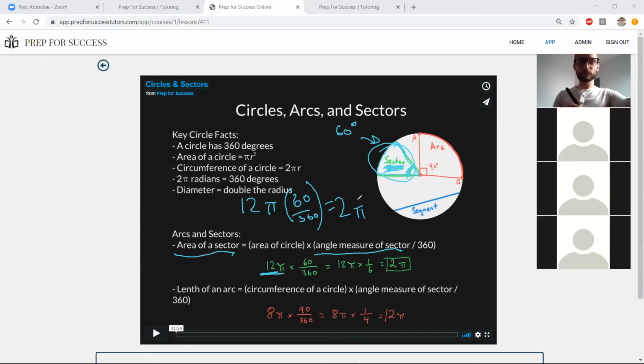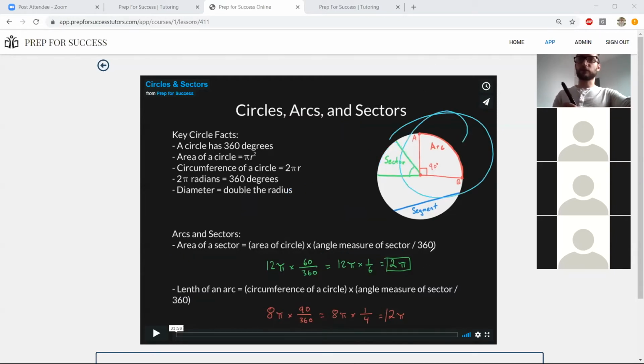Okay. Now, same thing with the length of an arc. Length of an arc is similar to area of the sector. So let's take a look at this arc, A to B. Let's say I want to find the length of this arc from A to B. You guys see that? What I do is I take the circumference of a circle, because arc length has to do with the circumference. So the circumference is 2 pi r. Here they used 8 pi.